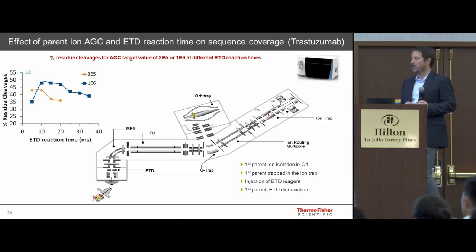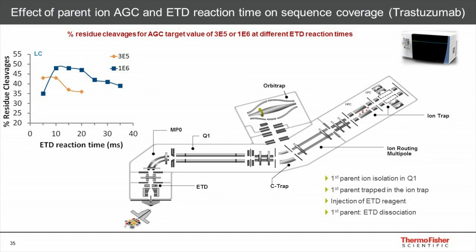And so when you do ETD, there's actually a lot going on. First, you isolate the parent in the Q1, and you send it to the high-pressure cell. But if you look at the high-pressure cell, there are actually 3 portions: the front, the middle, and the back. And the one in the middle is the one with more space. So the way it was done on the Fusion, you were sending the parent ion in the back and the reagent in the middle, and after that you mix them together. So this is why on a Fusion, the parent ion AGC value recommended is 3E5.